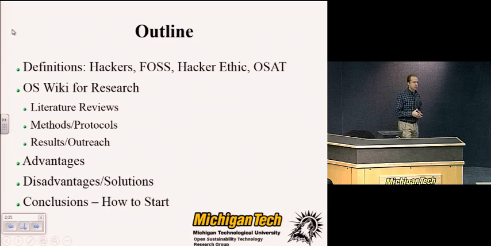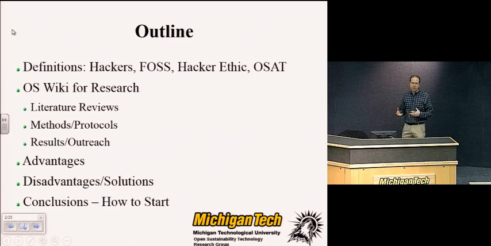So we're going to start off with some basics. We'll talk about what hackers are, what free and open source software is and free and open source hardware, and how this hacker ethic has begun to develop technologies that can benefit everyone. In specific, we'll talk about open source appropriate technology, which is what the Appropedia website is for, and the second lecture in this series we'll cover how to use this open source wiki environment to do research through your literature reviews, which will be the first assignment in this class, the methods and the protocols, and then finally the results and outreach. We'll talk about the advantages of using this methodology and the disadvantages, and then get started on how you can actually use it yourself.